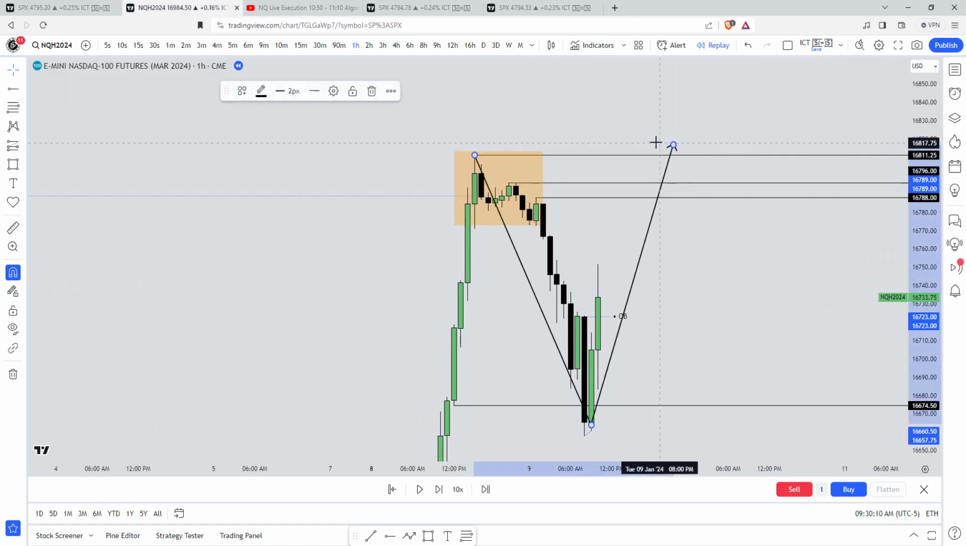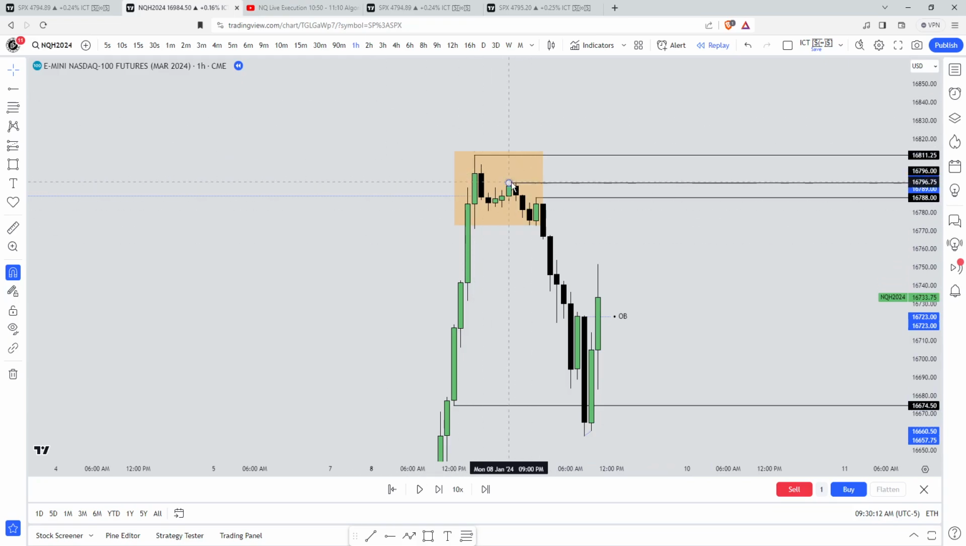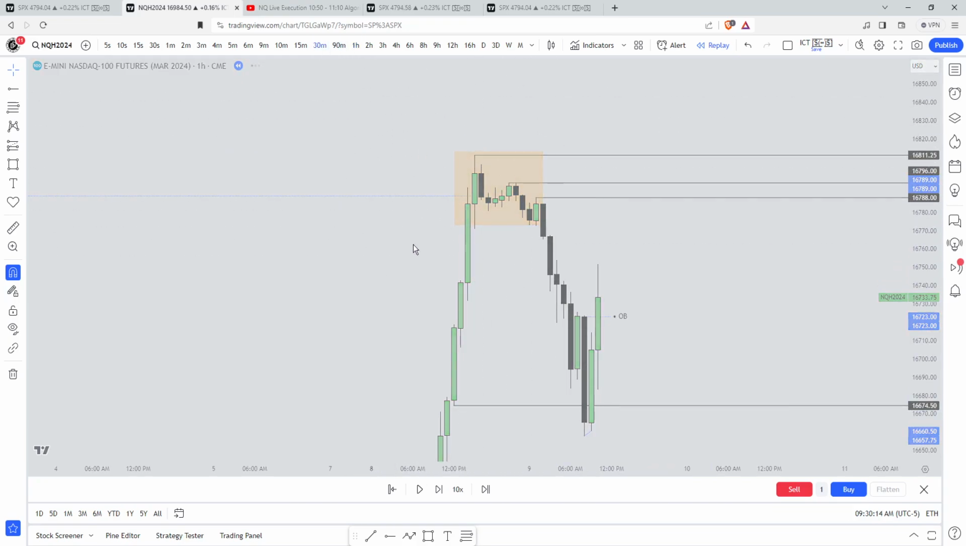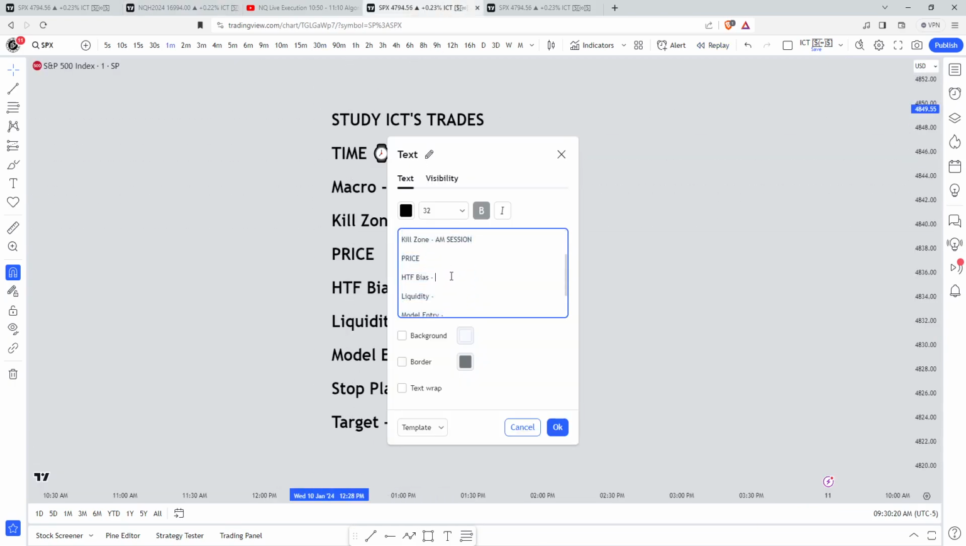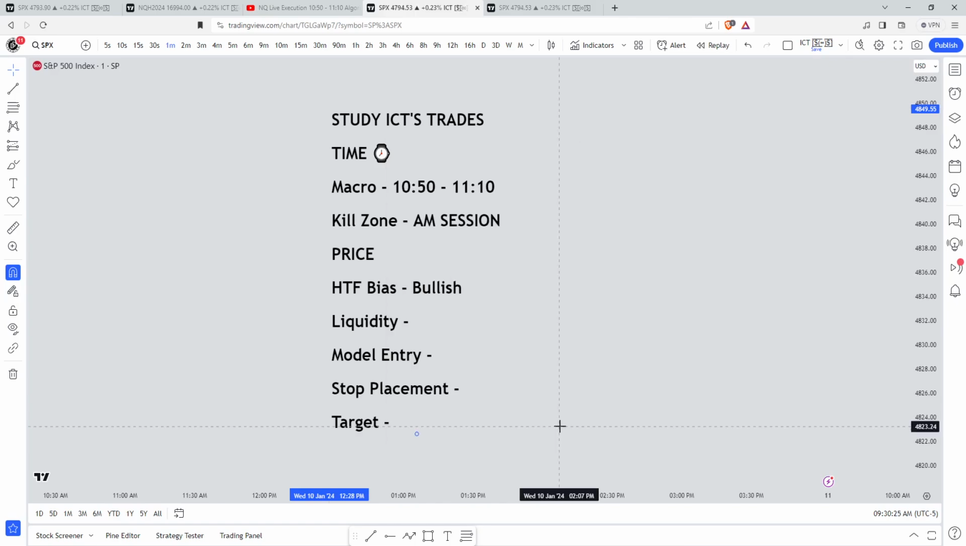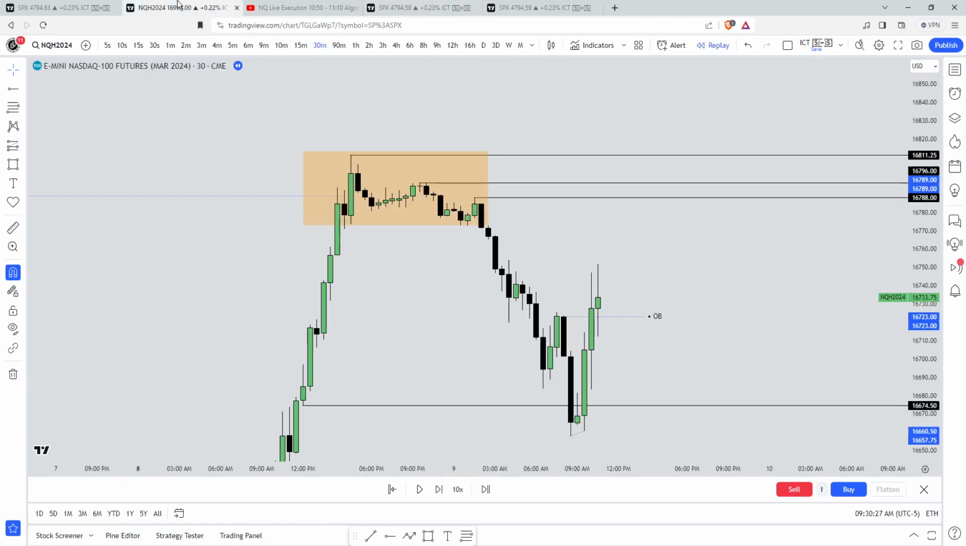Okay, so all that being said, that's why this is the bias higher. So we need to get that out of the way. The higher time frame bias is bullish. I'm not going to type it out all in text, but you guys know why it's bullish now.